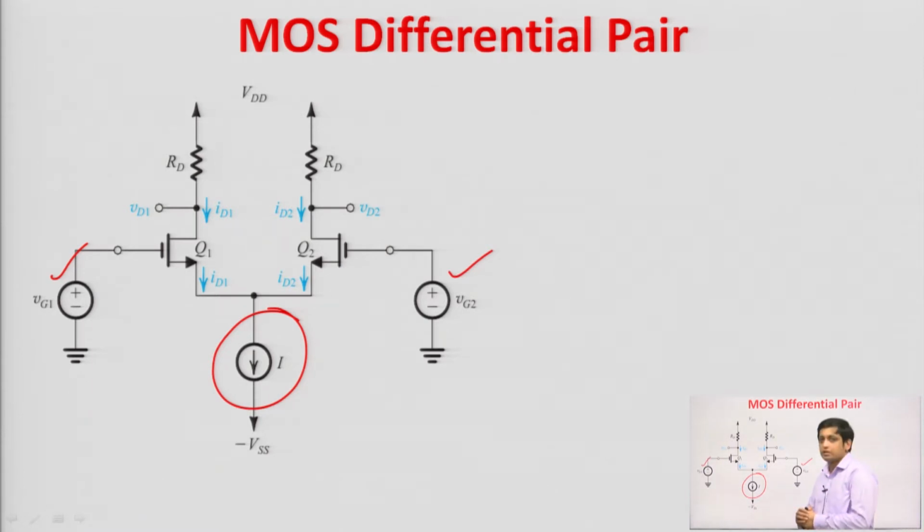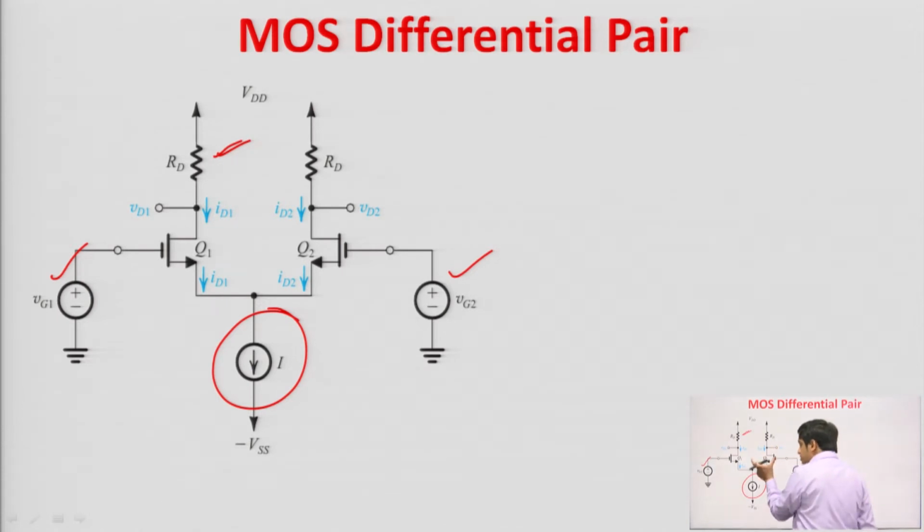If you are using BJT, then it should be in active region, and this RD is the drain resistance. So, here we can see that this differential structure is having passive load, because we are using resistors RD, right. So, this is the basic structure of the MOS differential pair.